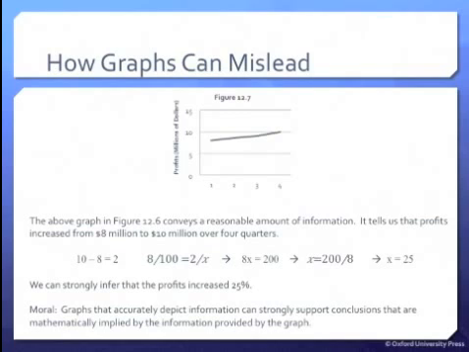This 25% increase was calculated by first calculating the increase in the profits by subtracting the starting amount of $8 million from the ending amount of $10 million. Doing so gave us an increase in profits of $2 million. Then we calculated that $2 million was 25% of the base of $8 million by doing a little algebra.